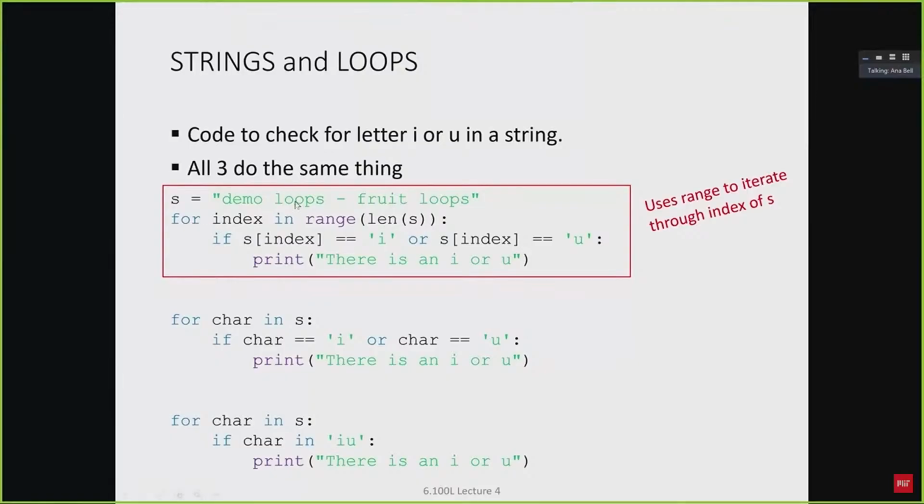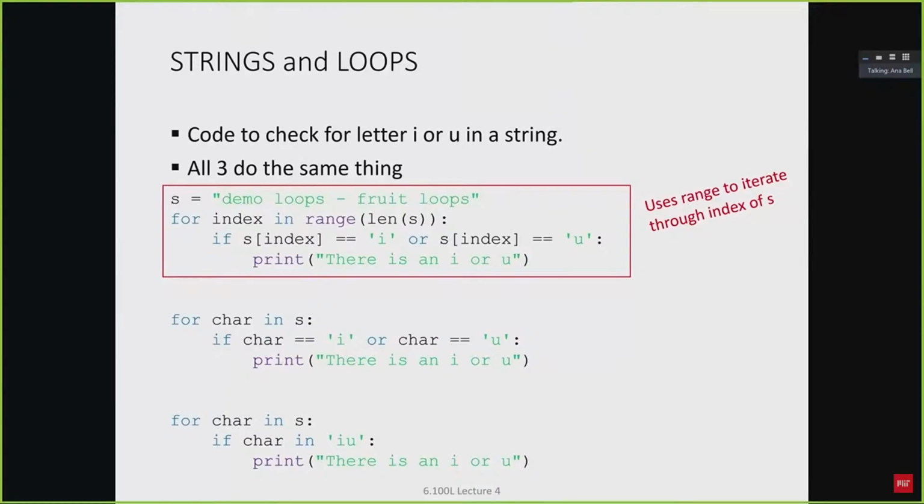So for index in range(len(s)) is basically going to say for index in range 13, or however many letters this string has, right? D, E, M, O, space, L, O, like all those letters, there's probably 13 of them or something like that. So this line of code is going to have our index take on the values 0 through 13, representing the index in s, right? So the lowercase d will be at index 0, the lowercase e will be at index 1, and so on.